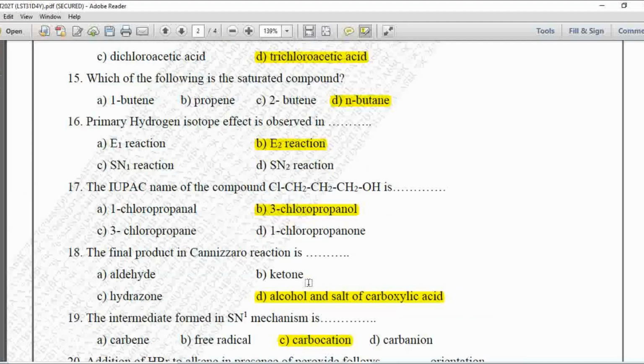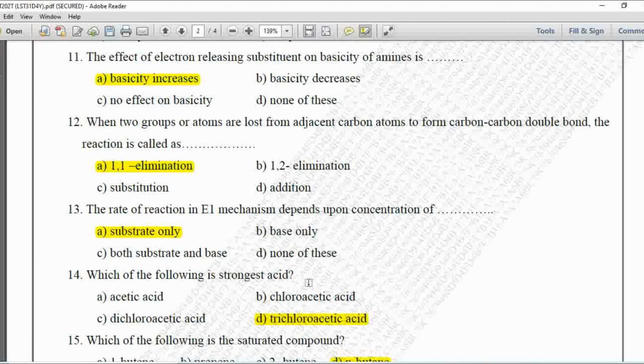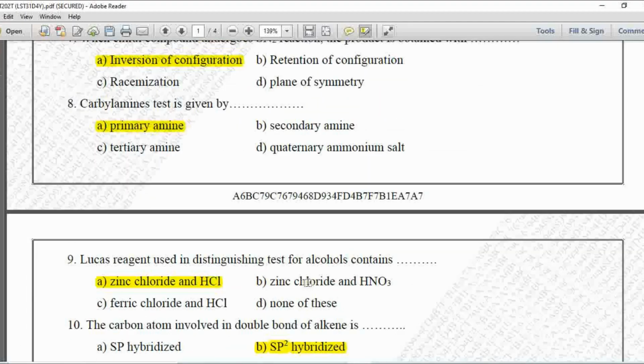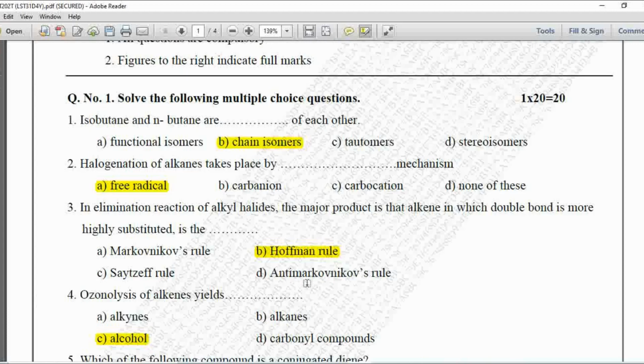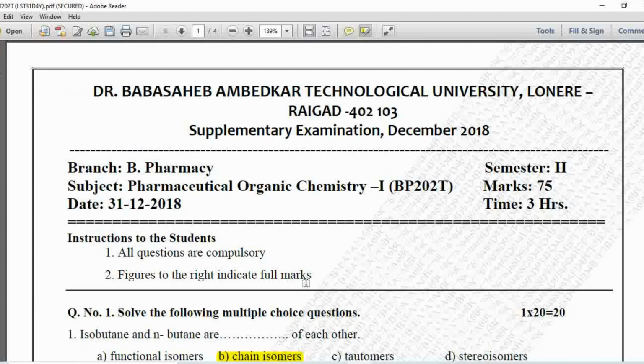In this way we have discussed the MCQs from winter examination 2018. This is the supplementary question paper of the 2018 year. So in this way we have discussed two question papers, that is summer 2018 and then winter 2018.